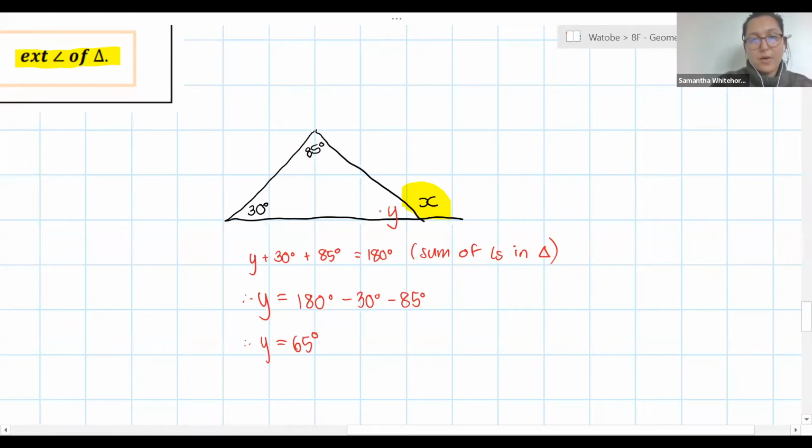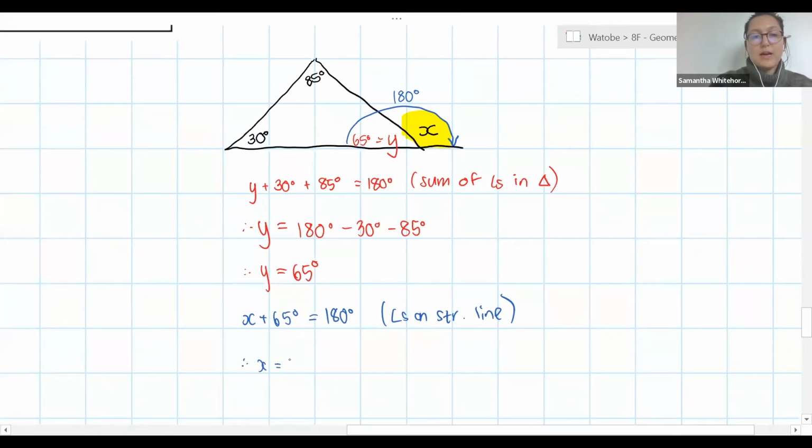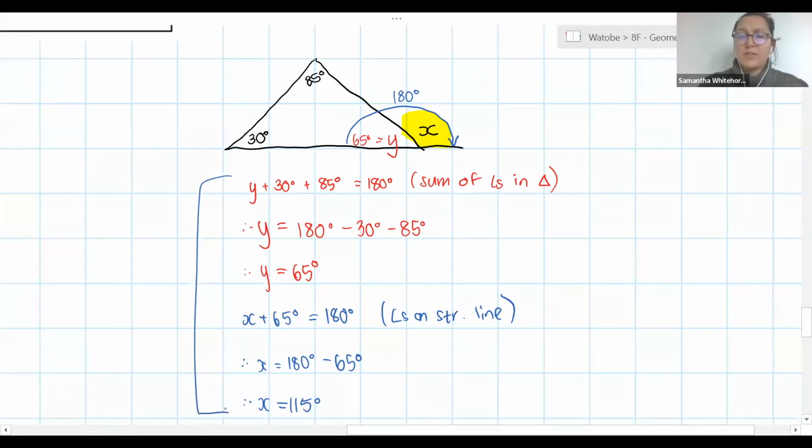Now, if I had given you that Y is equal to 65, you could very easily go work out X by using angles on a straight line, because you know that that blue angle should be 180. And so you know that X plus 65 must give me 180 degrees because of angles on a straight line. And then you know that to get X, you just say 180 minus 65. Oh, my handwriting tonight is not great. And that gives me 115. And so, yes, I've worked out X, but would you agree with me that this is a very long way of needing to go about it?